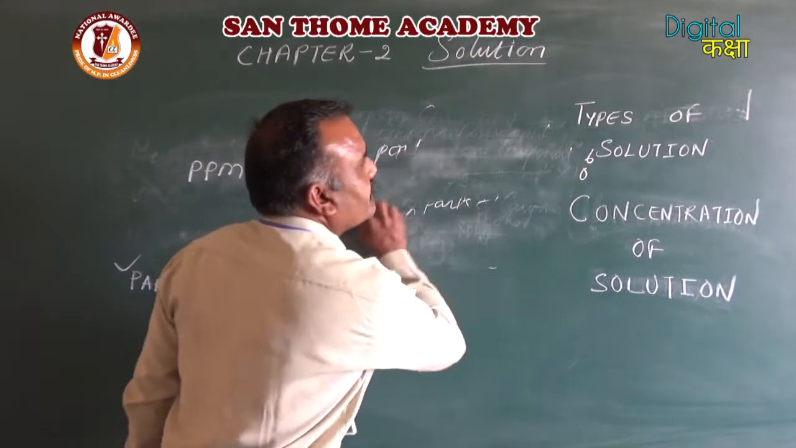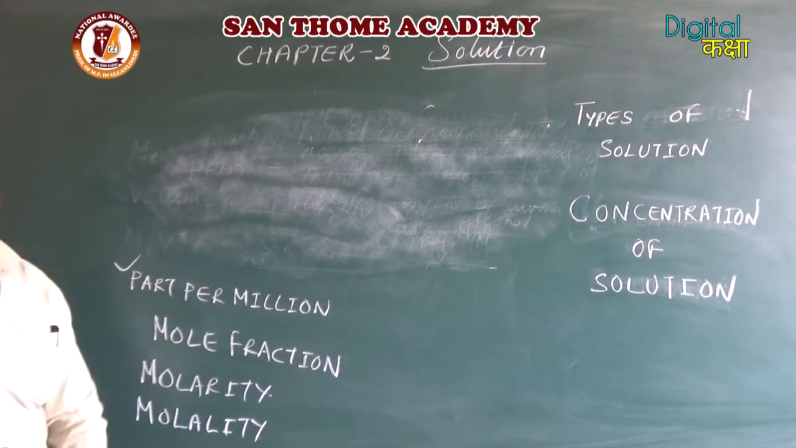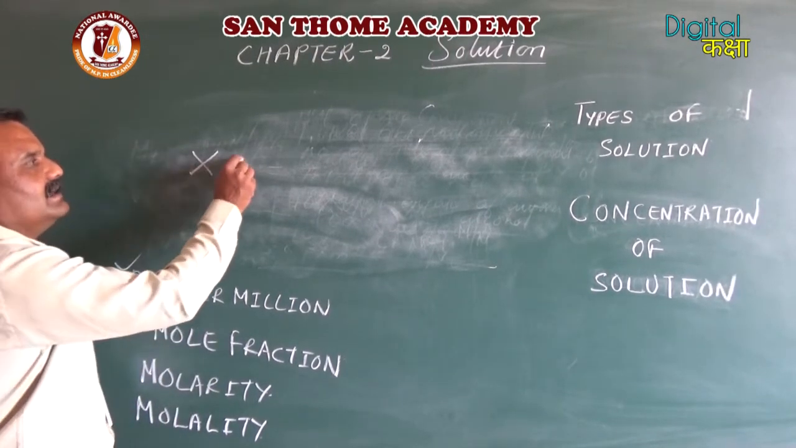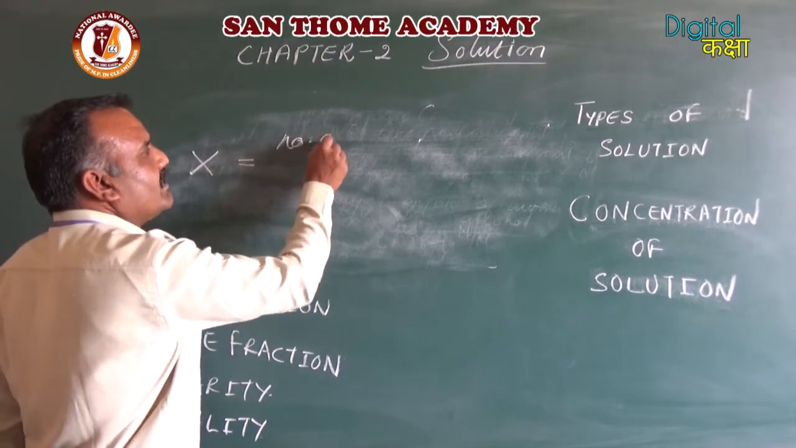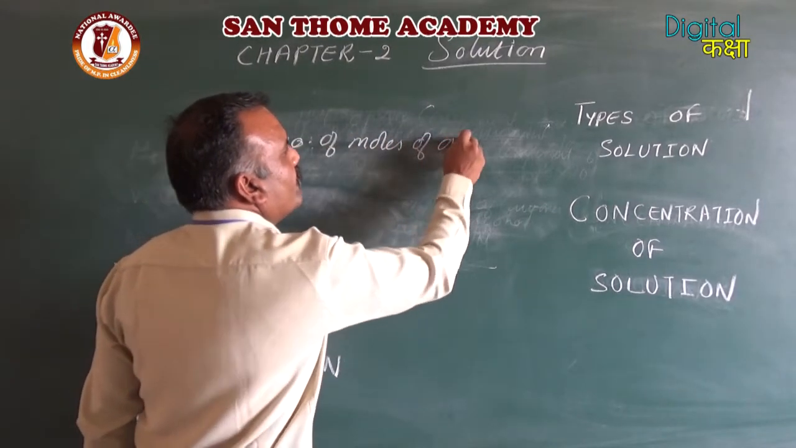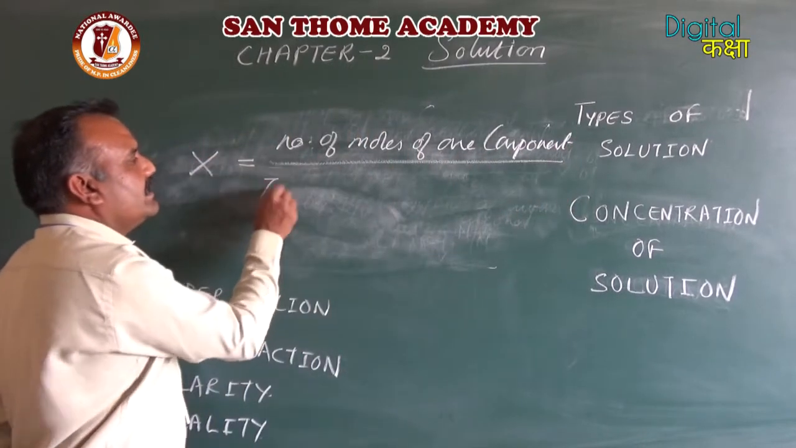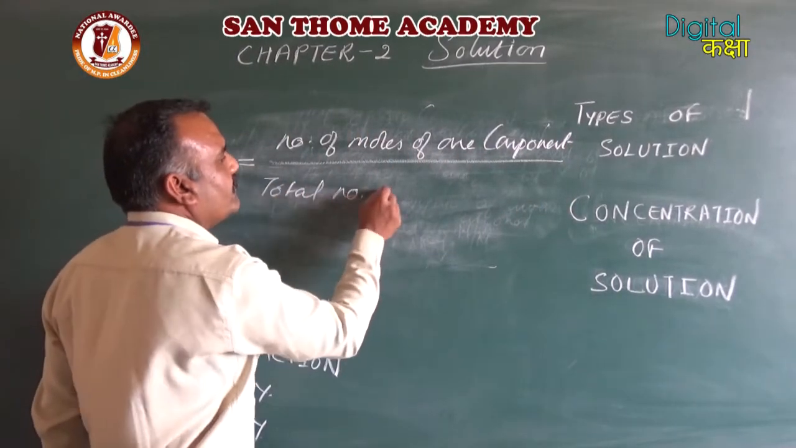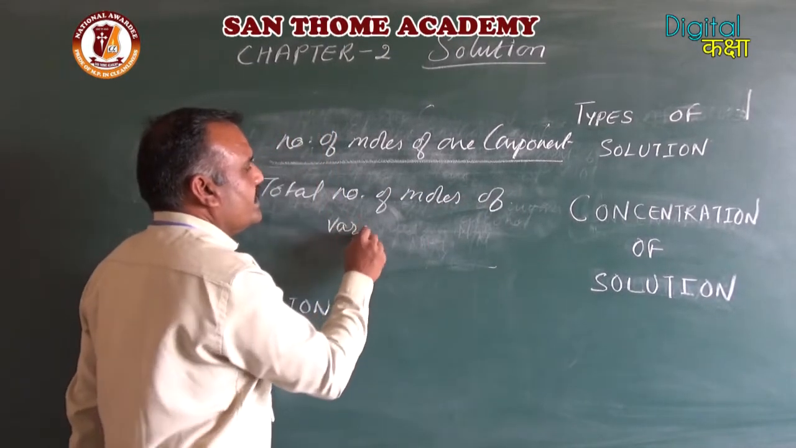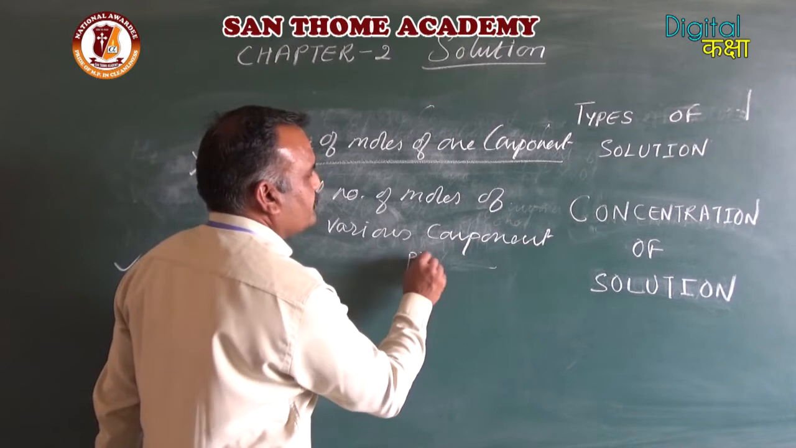Another way of expressing the concentration of the solution is mole fraction. This mole fraction is represented by X, and it is the ratio of the number of moles of one component divided by the total number of moles of the various components present in the solution.